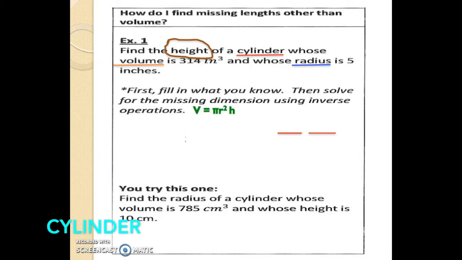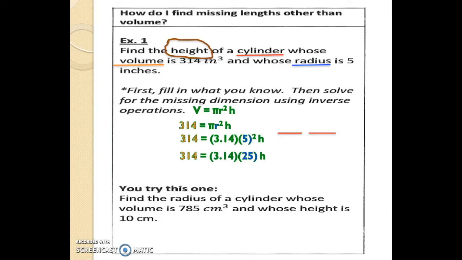So the formula for a cylinder is V is equal to pi radius squared times my height. Plug in what we already know. 314 is equal to 3.14 times my 5 squared times my height. Simplify that out and I would get 314 is equal to my pi, which is 3.14, and my radius squared, which is 5 squared, is equal to 25. When I multiply my pi times 25, I would get 78.5.